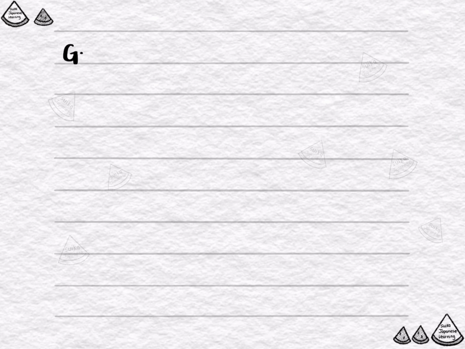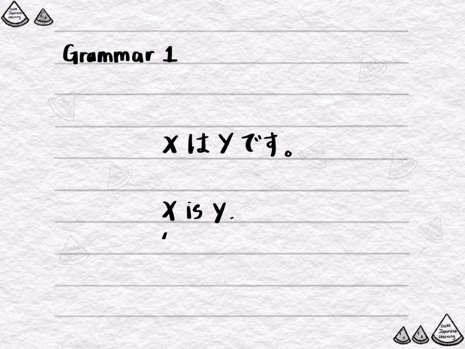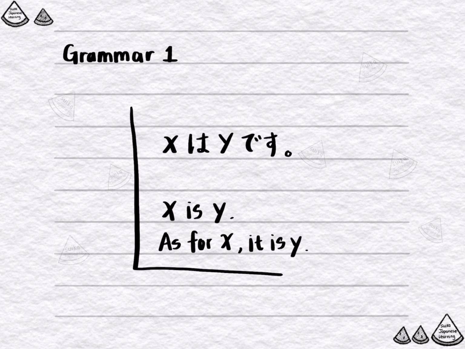Hello everyone, in this video I'm going to explain one of the most fundamental sentence structures in Japanese, XはYです. This structure translates roughly to "X is Y" in English. It's used to make simple statements about the subject.